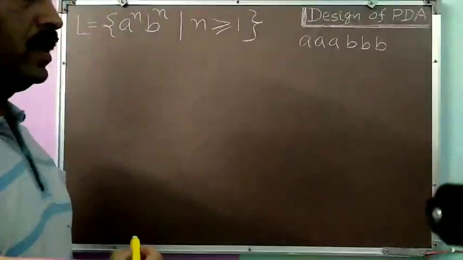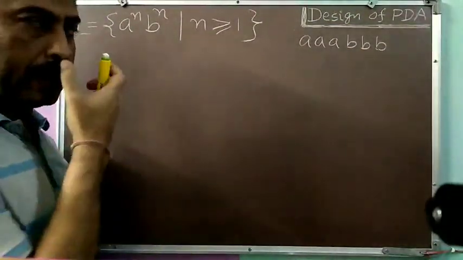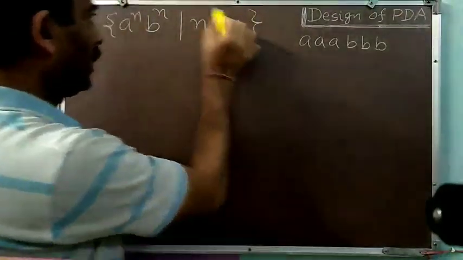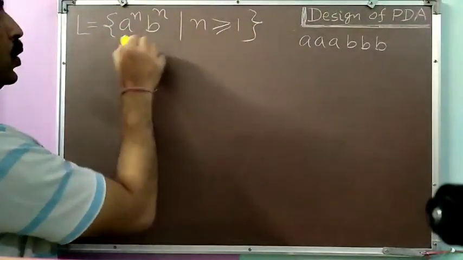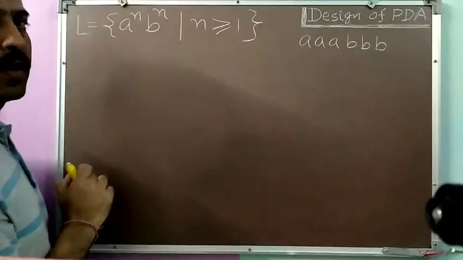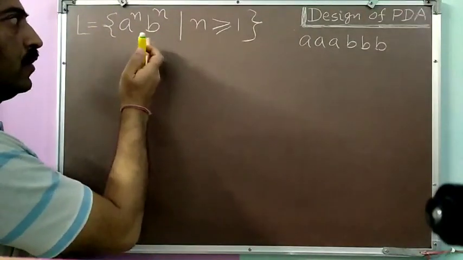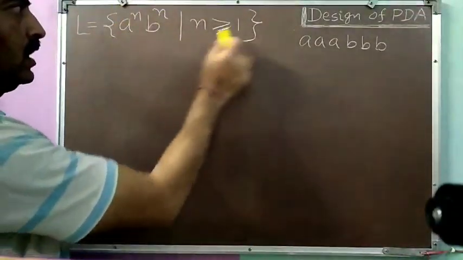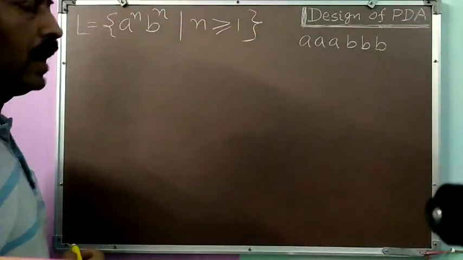Whenever we take a word to be processed, we have to first decide the strategy for how that word will be processed. Now the property of this language is that we should have an equal number of A's and B's, and all A's will come before any B can come. Okay, so these are the properties of this particular language.